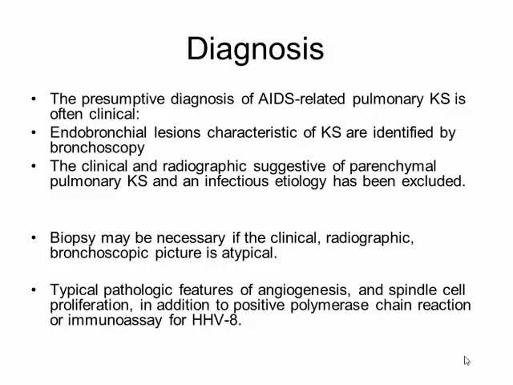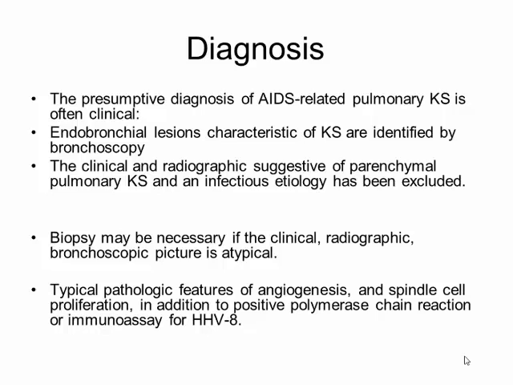The diagnosis is most often made clinically, and the reason is there is probably a 25 to 30% risk of bleeding when you biopsy those lesions. So everybody's kind of hesitant to biopsy Kaposi sarcoma lesions. By definition, they have spindle cell proliferation and a lot of angiogenesis in those tumors. So you can make the diagnosis presumptively.